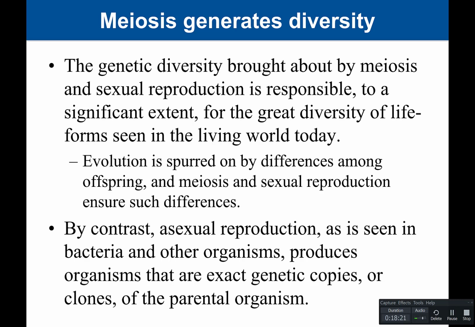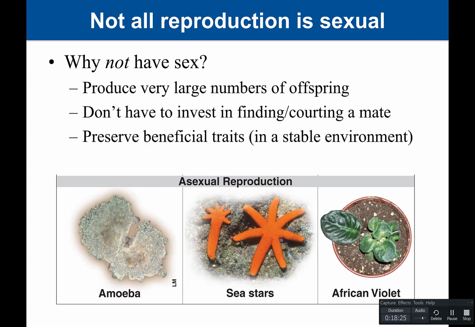natural selection and evolution. So if genetic diversity is so useful, meaning it has advantages, why even have organisms that do asexual reproduction in the first place? Why even have organisms that don't do sex, meaning sexual reproduction? Well, couple reasons that it's beneficial to do asexual reproduction. Asexual reproduction produces very large numbers of offspring. They give a lot of offspring very quickly.